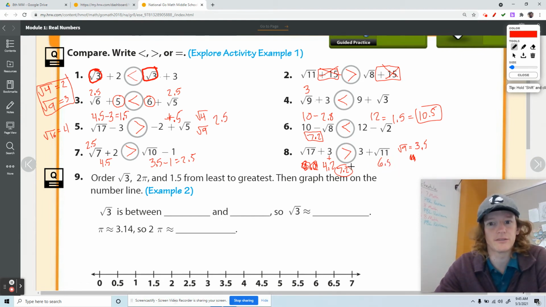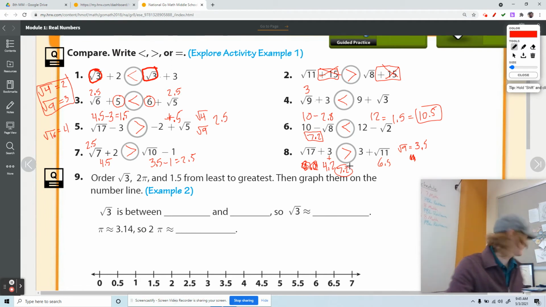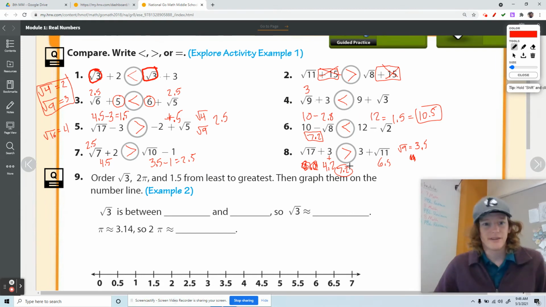We had no equals on this. Let me see if I made a mistake. There's no equals.